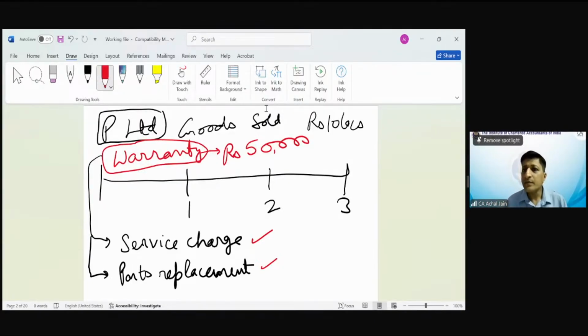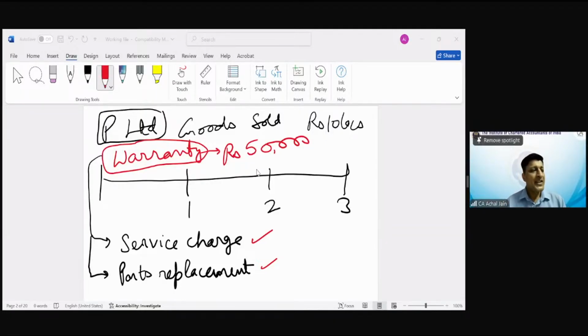I was asking about these two service charges and part replacements. Sir, it should be a guarantee, no? That if anything mishappens within 3 years, the part will be replaced and service will be provided. So your query is around the difference between a guarantee and a warranty. Is it? Yes, sir.